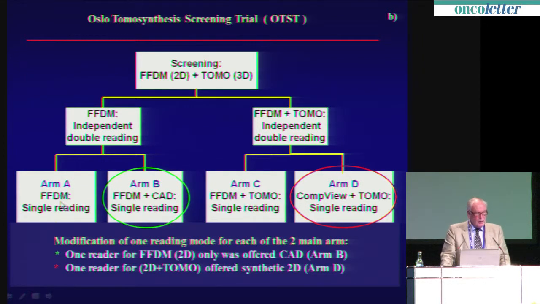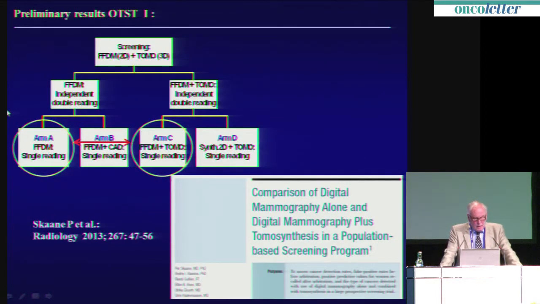We had four viewing stations in 4 different rooms. And when one reader logged into one of the arms, the other arms were automatically blocked. So it was an absolutely independent reading in all 4 arms. What have we published so far from this trial?